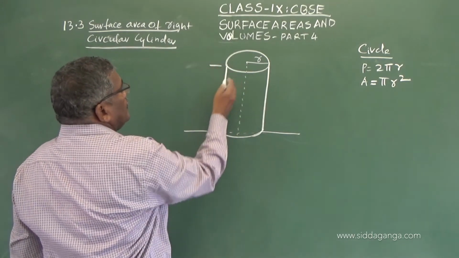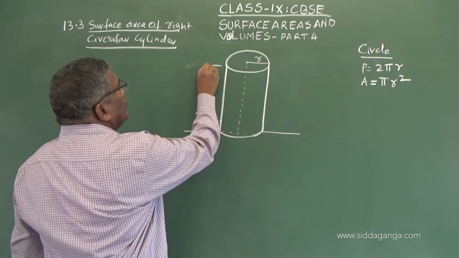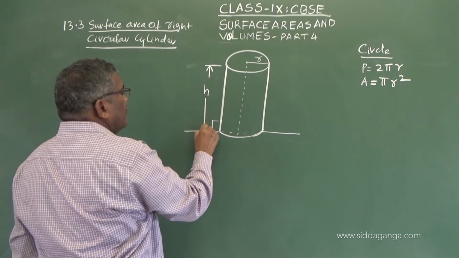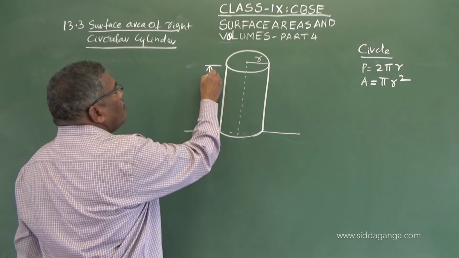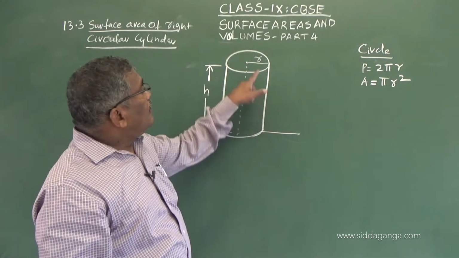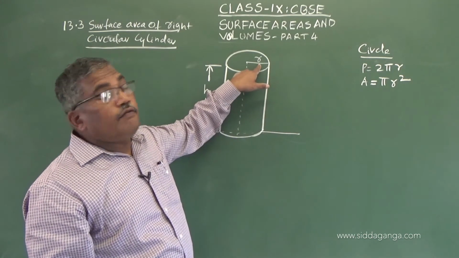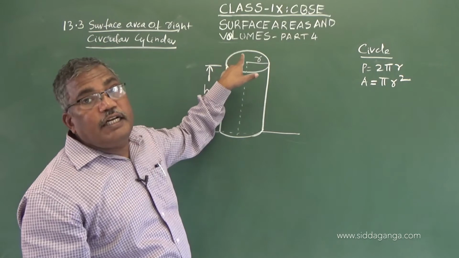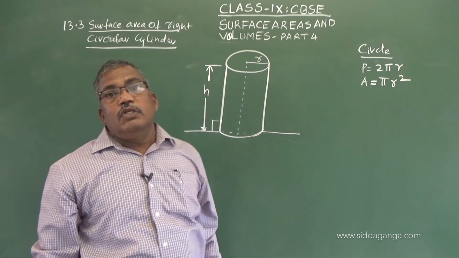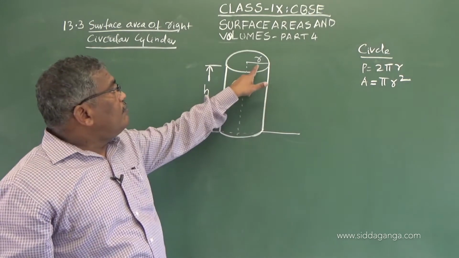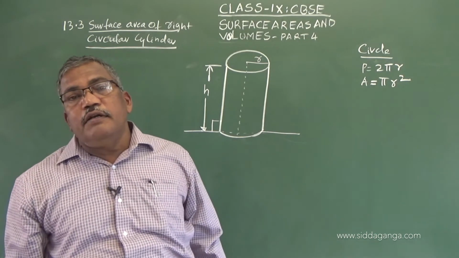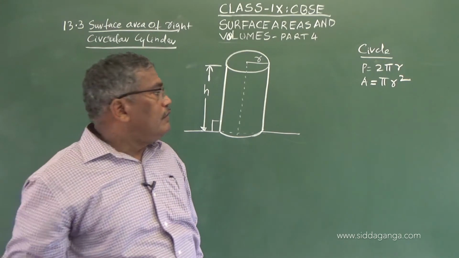Here, this is known as the height of the cylinder, and we represent it as h. This is a very, very important dimension. One is the height, another one is the radius. Of course, diameter is 2 times the radius. So this is radius and this is height. So with these two measurements, we will be able to calculate the surface area of the right circular cylinder.